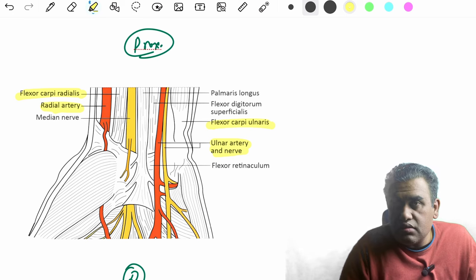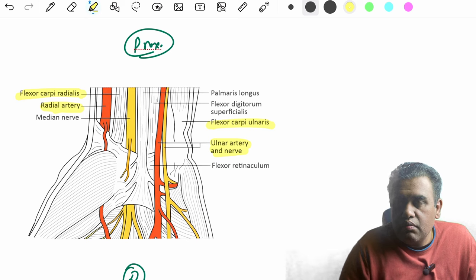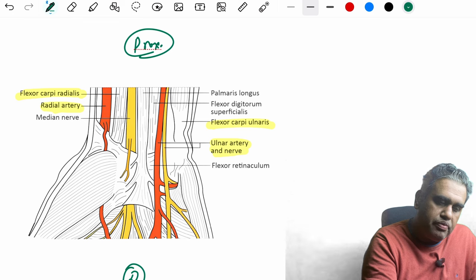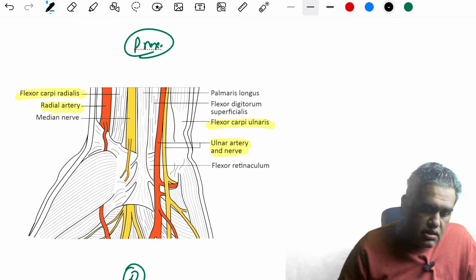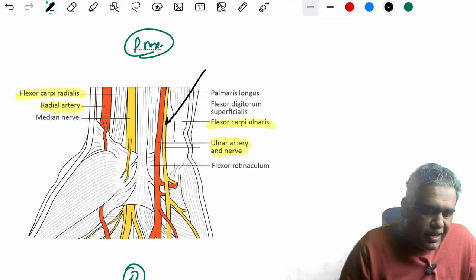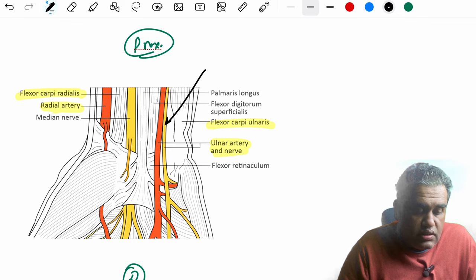Now 3-4 years back, an image-based question came. I didn't give the exam, but what the students told us was that an arrow was shown just lateral to the FCU tendon, and they asked what the structure was.